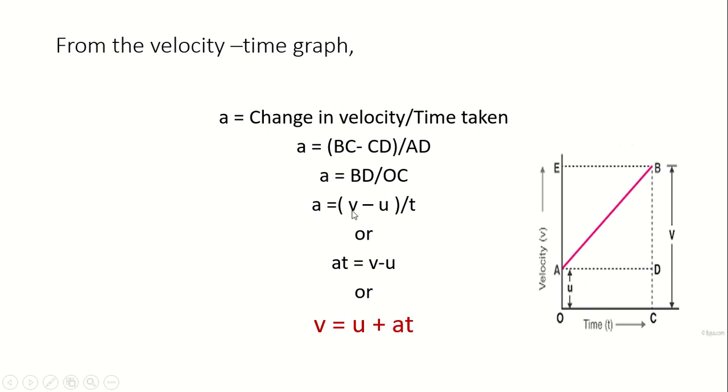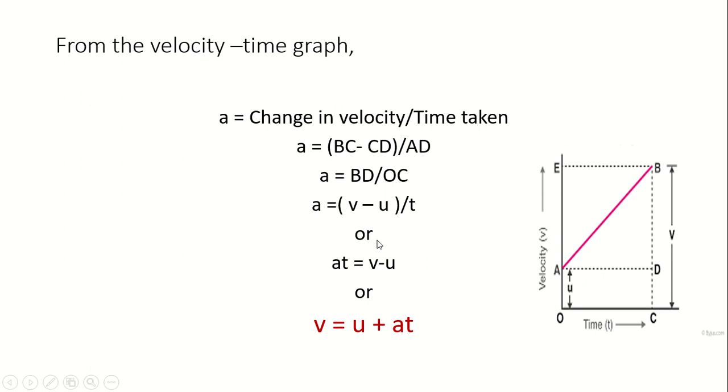So in place of change in velocity, we are writing v minus u, which is also showing this particular portion BD divided by time taken. Time is equals to OC. OC is also equals to AD. You can see these two are parallel lines. They are equal and it is equals to the time taken. So a equals to v minus u upon t.